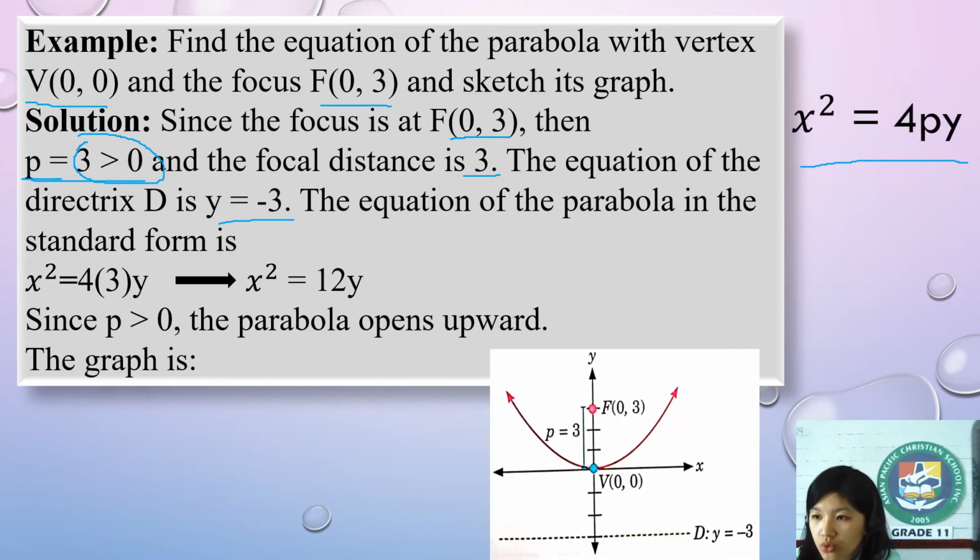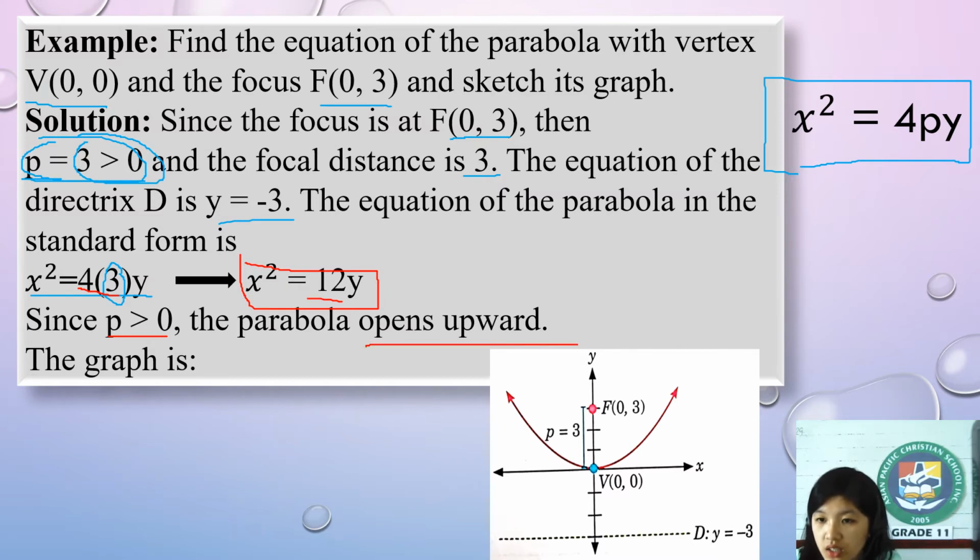Ayan. Gamit itong formula, dun sa mga cases na diniscuss ko kanina, sinubstitute lang natin yung value ng p, which is 3. Saan natin galing yun? Ito, nandito. Ayan. And then, since 4 times 3 will be 12. Ayan. So, ito yung ating equation: x squared equals 12y kapag ang vertex mo ay origin. And ito, since ang p natin ay greater than 0, opens upward, kapag ang focus ay nasa y.